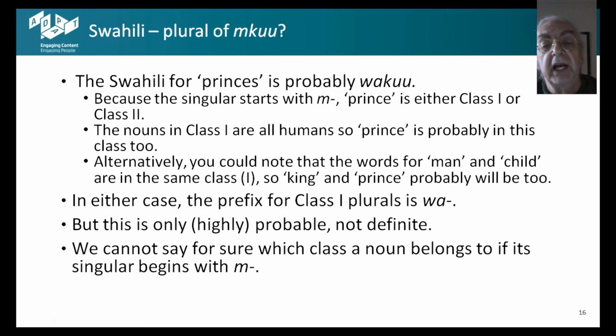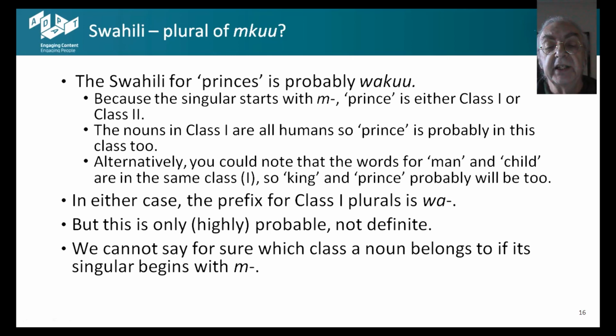Now the nouns in class 1 are all humans. I think if we remember there was man and child and king. So we can guess that prince is probably in this class too. You could also note that the words for man and child are in the same class, so king and prince probably will be too. So if the word for prince is in class 1, then the plural is wakuu. And in either case, the prefix for class 1 plurals is wa, so the plural of prince is wakuu.